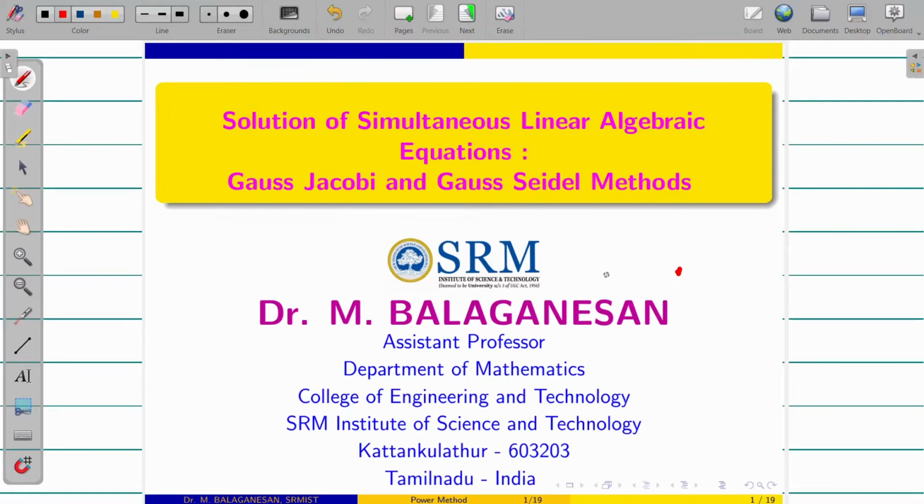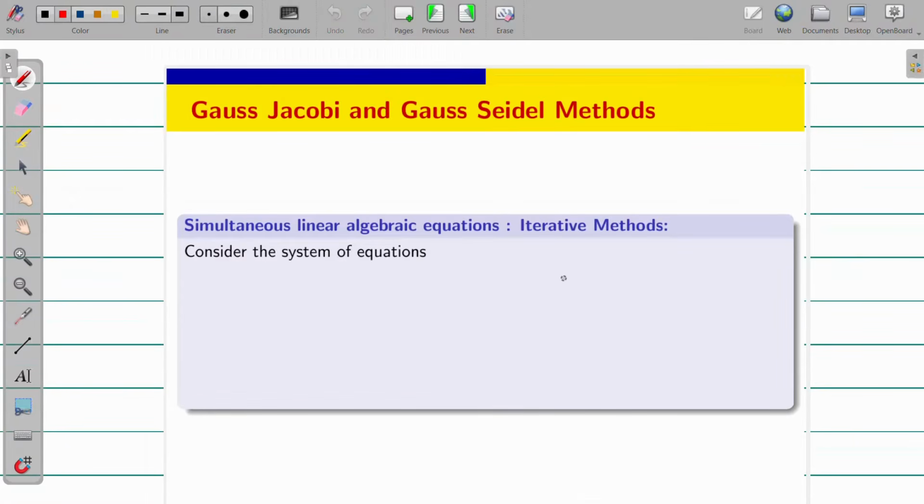In today's lecture, we are going to discuss how to solve the system of linear algebraic equations. I mean, how to get the solution for a system of simultaneous equations, particularly in an iterative way. Previously, we solved it in a direct way. That method is called the Gauss elimination method. Now we are going to solve the same system of simultaneous equations using iterative methods.